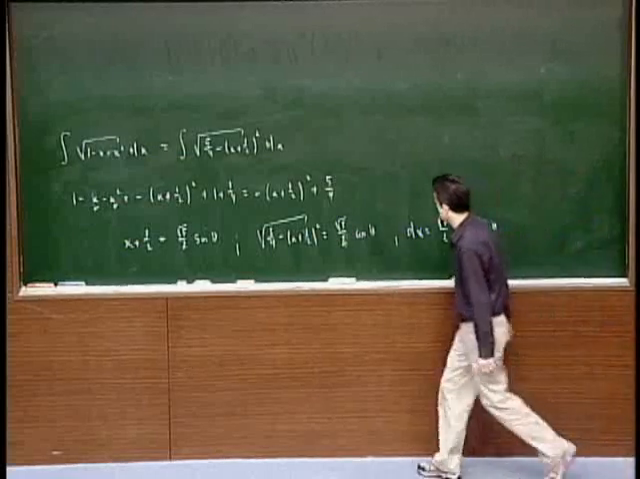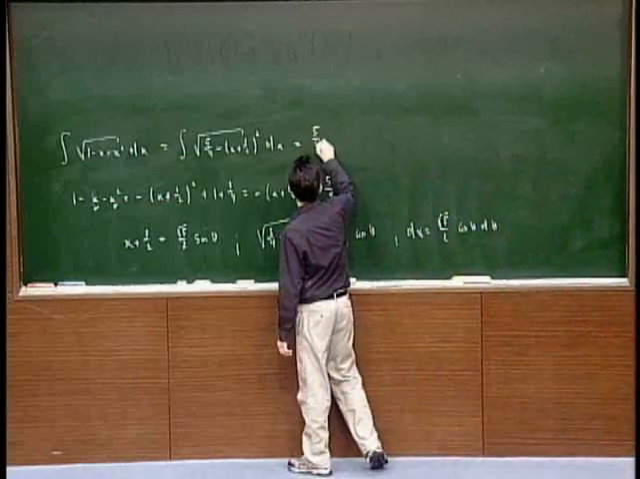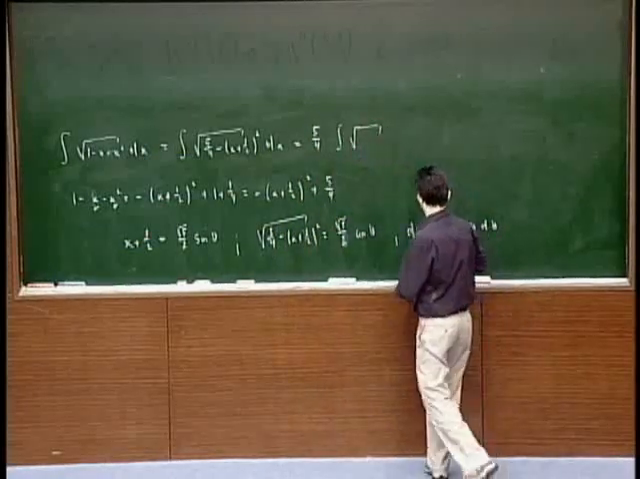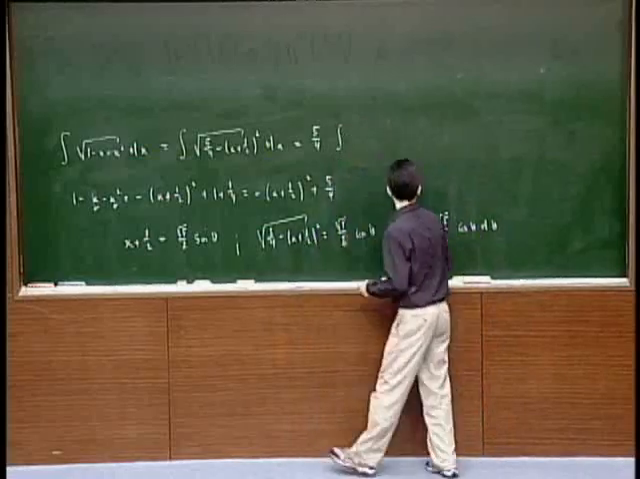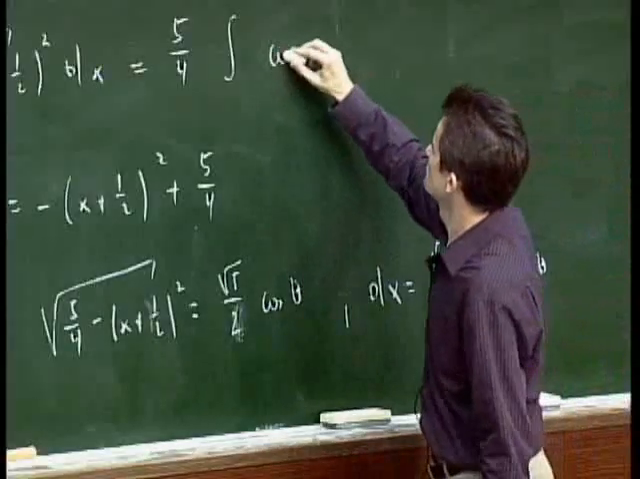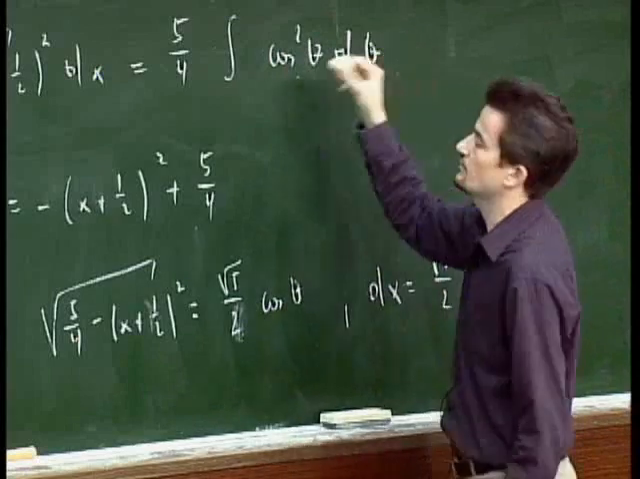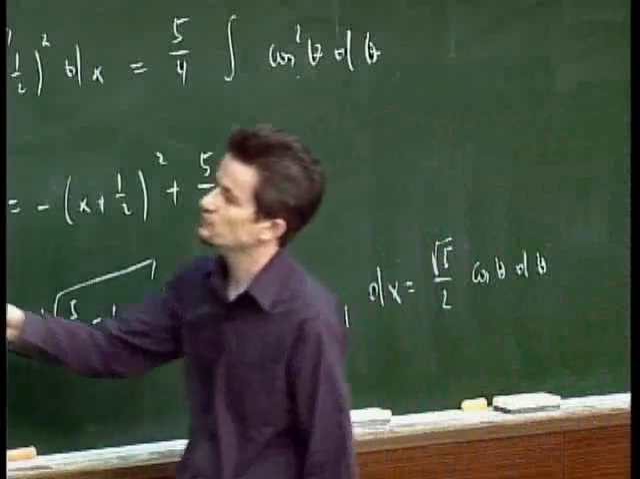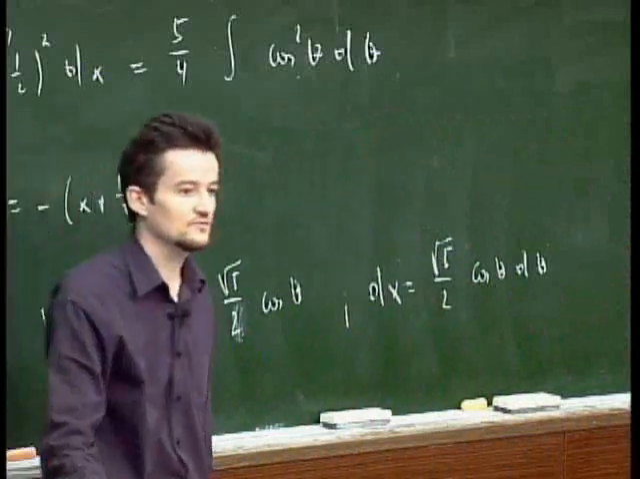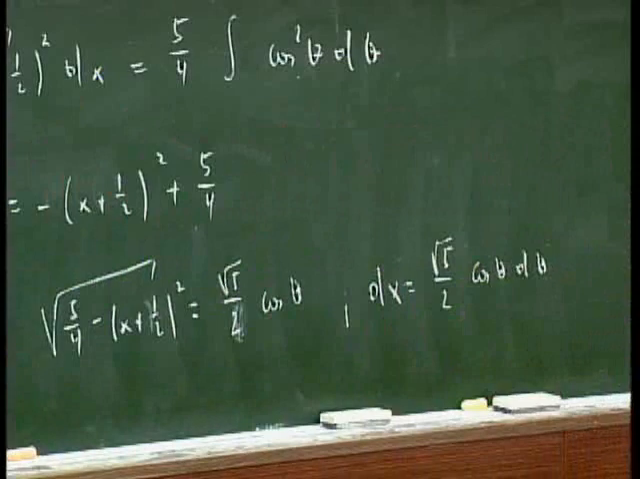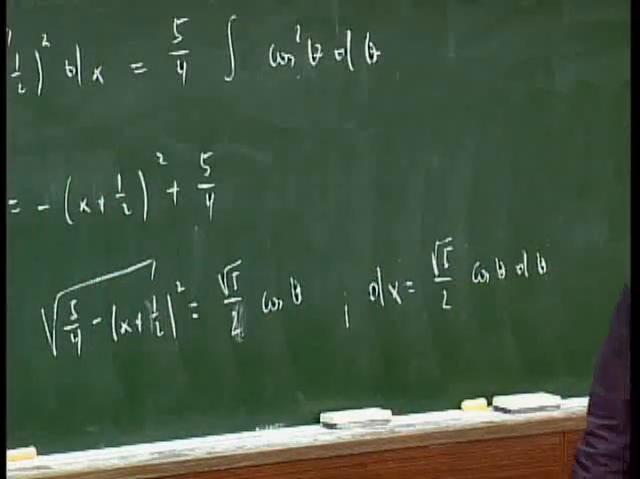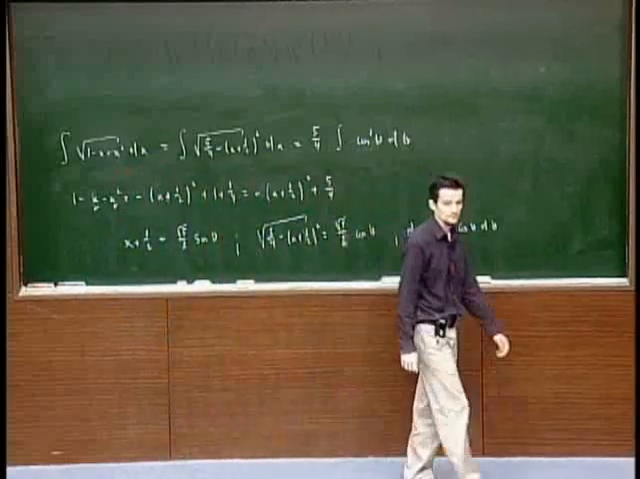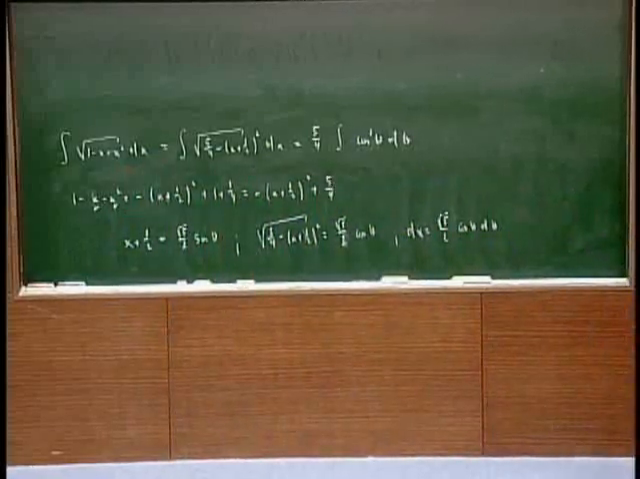And now you plug everything in, so what you get is 5/4 times the integral of, no square root of course, cosine squared theta d theta. And this here can be easily handled by half-angle formulas. So even if you do not have strictly the form like a squared minus x squared or a squared plus x squared or x squared minus a squared, but you have a square root of a quadratic polynomial, you can use this method in order to solve the integral.